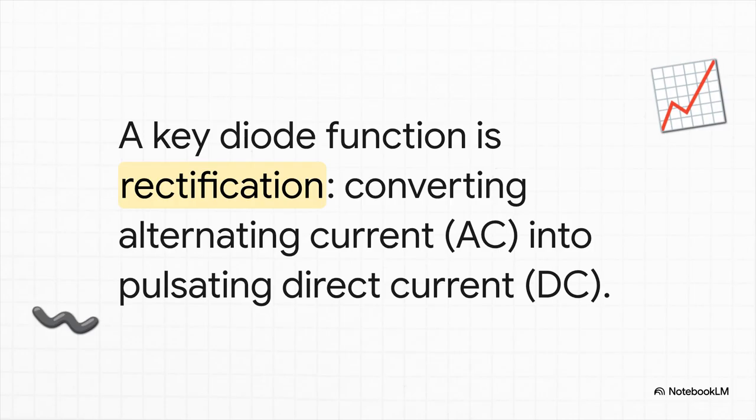See, the power coming out of your wall socket is AC, or alternating current. It flows back and forth. But your phone, your laptop, they need DC, direct current, a steady, one-way flow. The diode is the first step in that conversion. It basically lets the forward-moving part of the wave through and blocks the backward part. It's the bouncer at the door of every single charger you own.